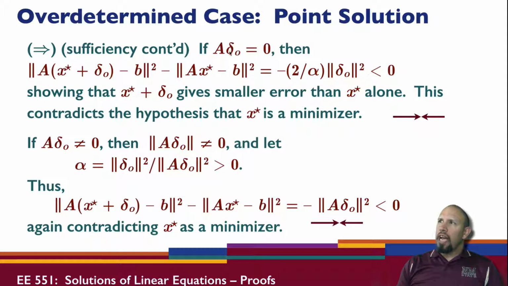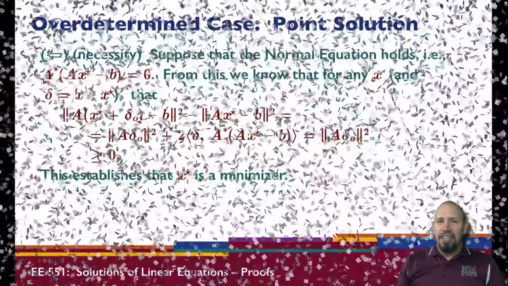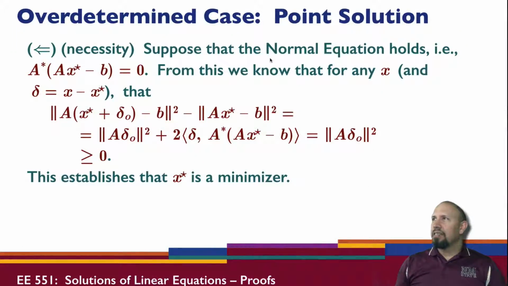So regardless of whether A delta is 0 or A delta is not 0, we see that by assuming that the normal condition is not satisfied, we contradict the assumption that x star is a minimizer, and so we have proved the sufficiency by contrapositive argument. Okay, so that's the sufficiency. We move on to the necessity.